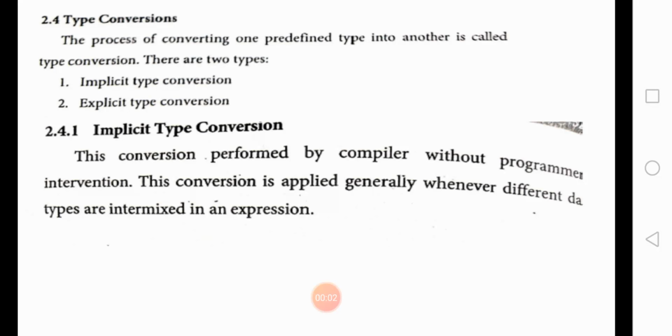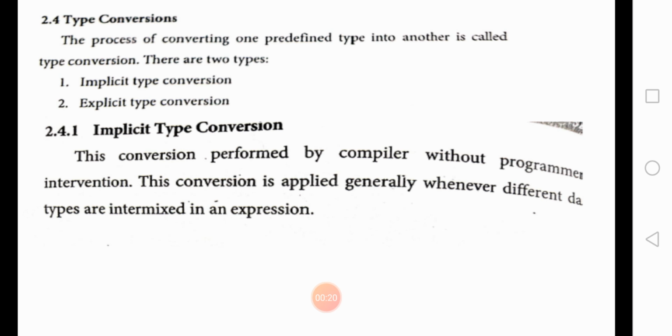Good morning, students. Today we are going to discuss type conversion. Type conversion is the process of converting one predefined type into another. There are two types: implicit type conversion and explicit type conversion.